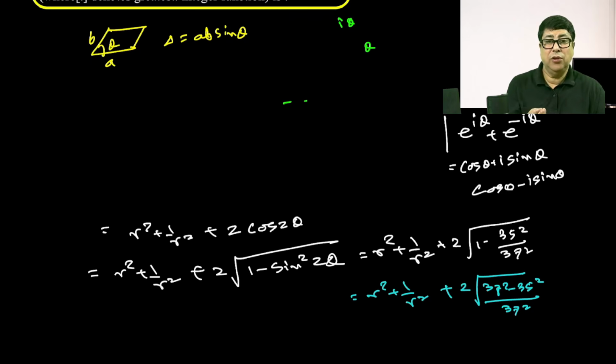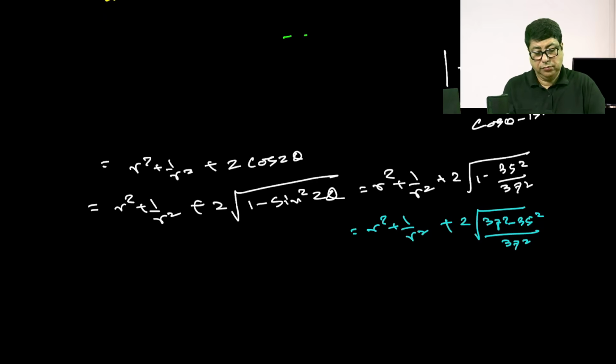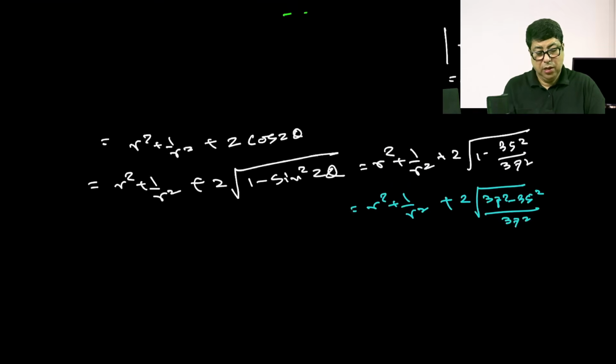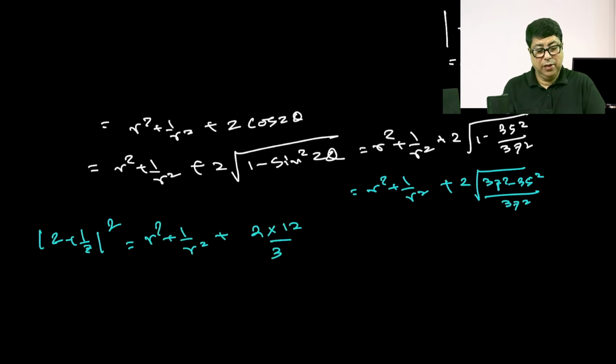Okay, so 72 into 2, that is 12 square. So I can write here, what was there in this case? z plus 1 by z whole square. I can write here r square plus 1 by r square plus 2 into 12 by 37.